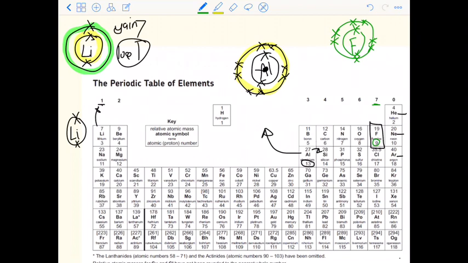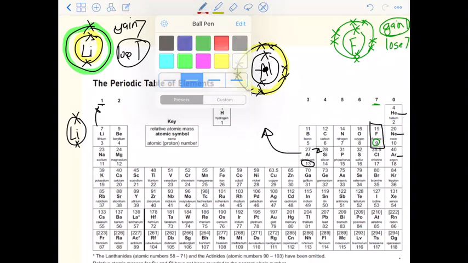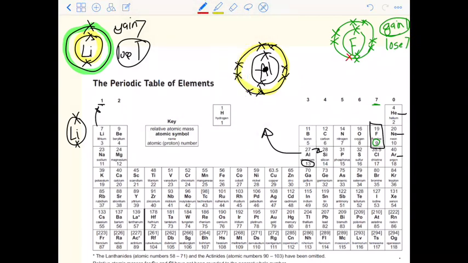Perfect. So fluorine, that second shell, in order for that to be full, needs 8 electrons in it. So it has 7, so it'll either gain 1 or lose 7. We know it's easier to gain the 1 electron than to lose the 7. So fluorine will actually gain 1 more electron.